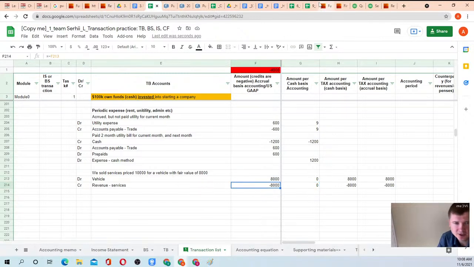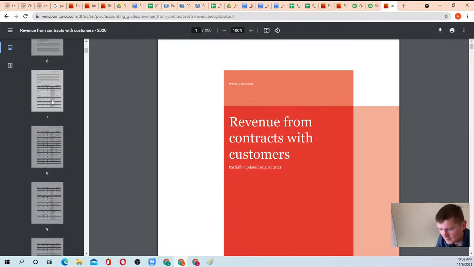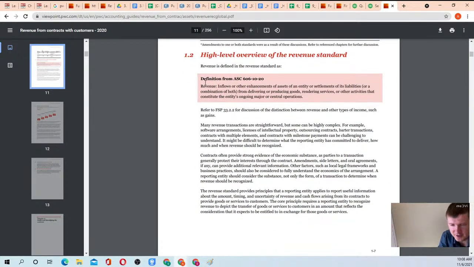I will not dig deep into the treatment of that transaction right now. I might make a separate video about barter transactions, and it's covered in the revenue guide. Let's work on that one. So here it is, a definition. That should explain a bit what they meant by revenue being an inflow or other enhancement of assets of an entity or settlement of its liabilities. In a similar situation, when you exchange a service for a service, you also want to recognize an expense.